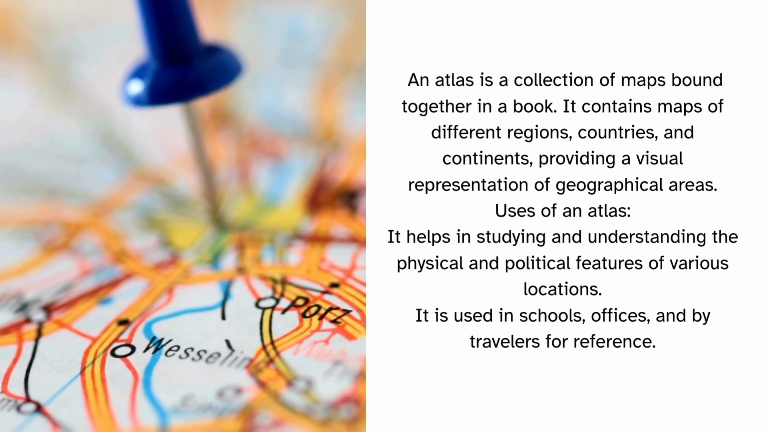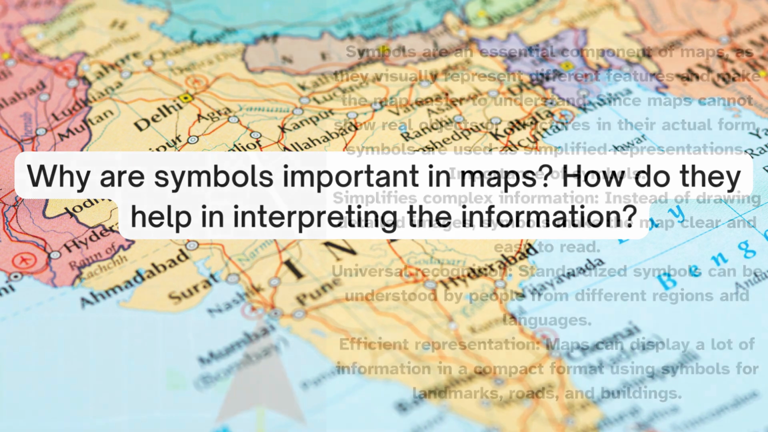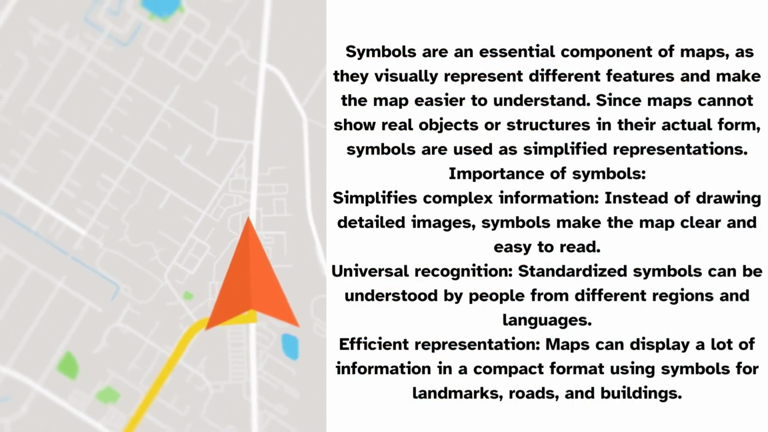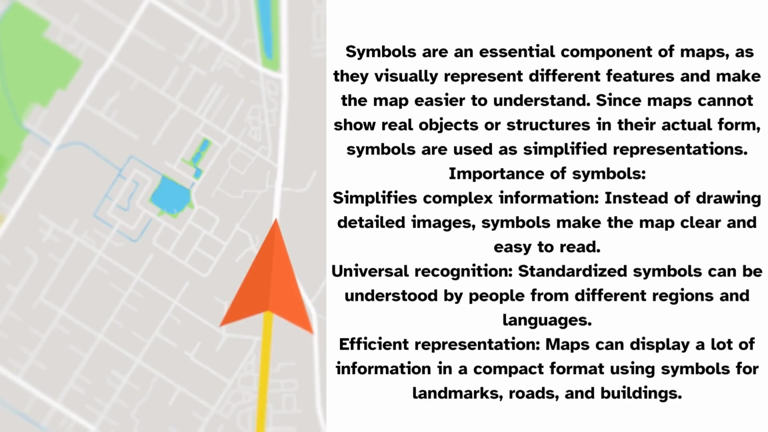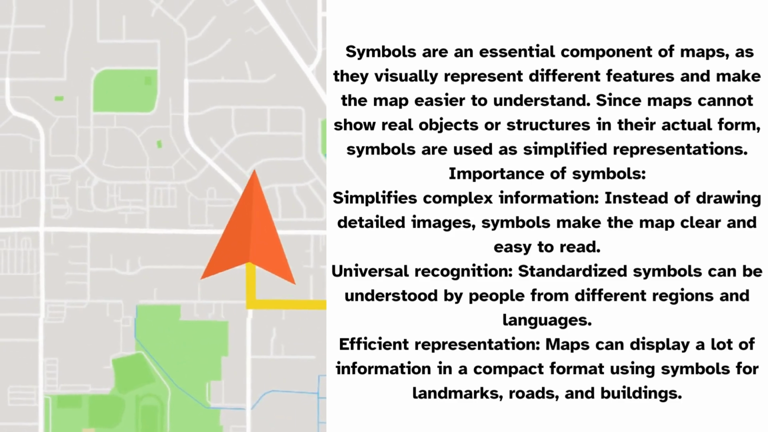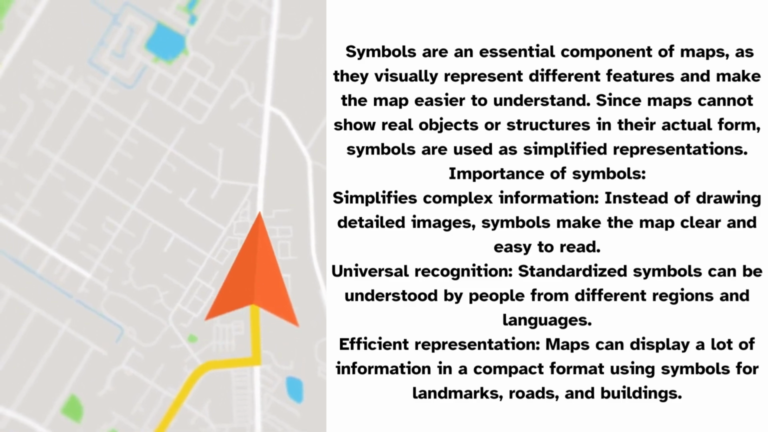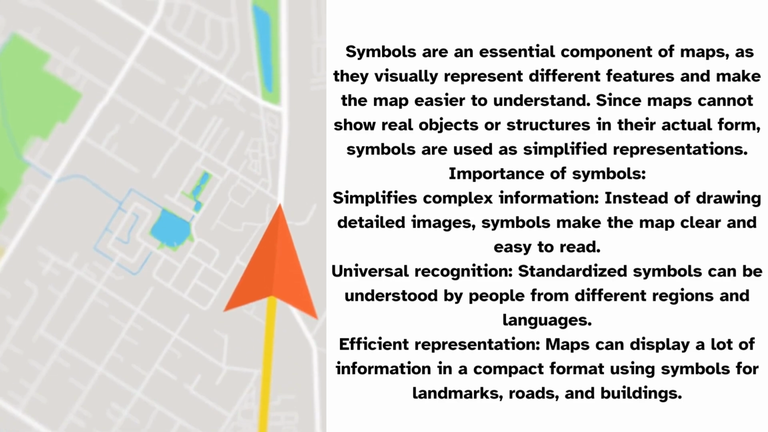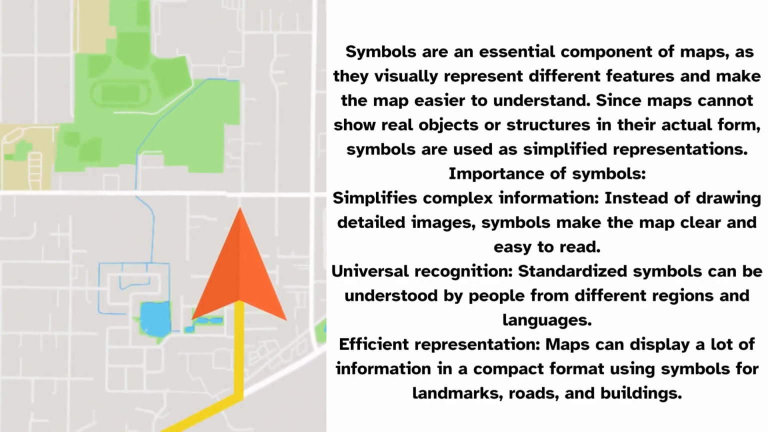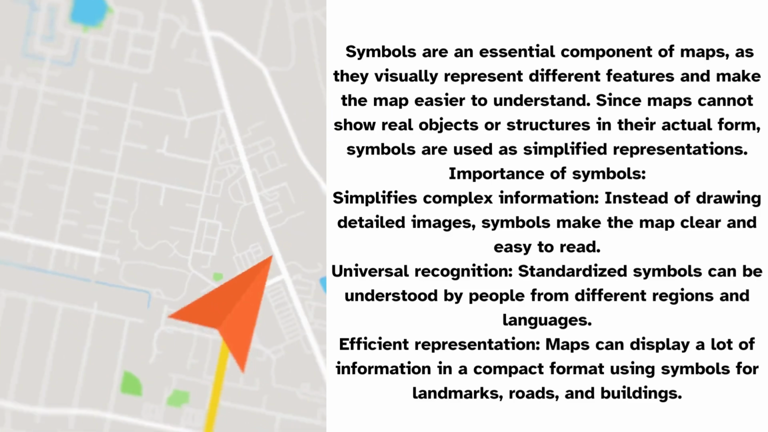As we talked about the main components of a map, we talked about symbols. But why are these symbols important in maps, and how do they help in providing us the information? These symbols are essential components of a map as they visually represent different features and make the map easier to understand. They simplify complex information instead of drawing detailed images, and they are universally recognized. They are very efficient representations, and maps can display a lot of information in a compact format using these symbols, such as landmarks, roads, and buildings.